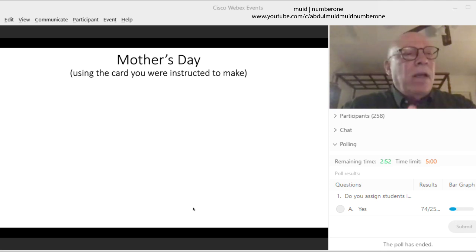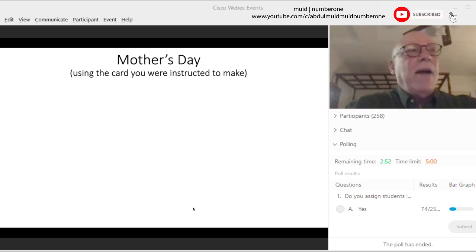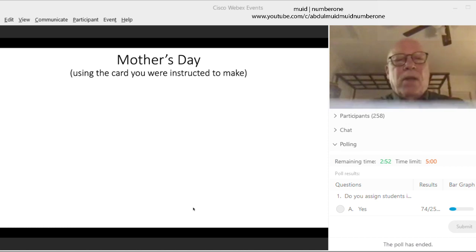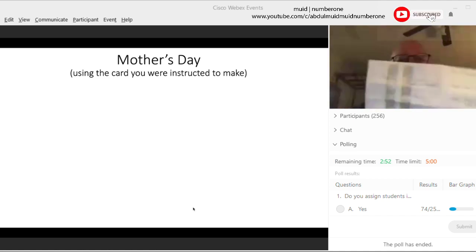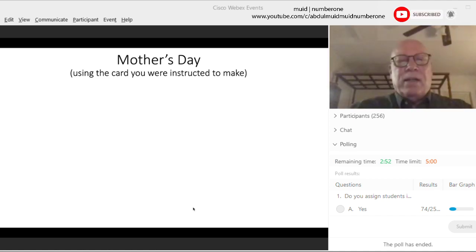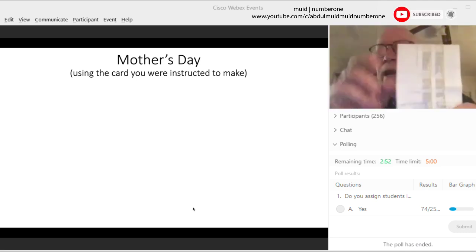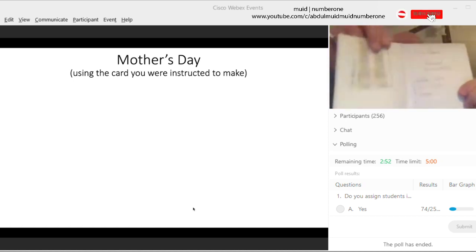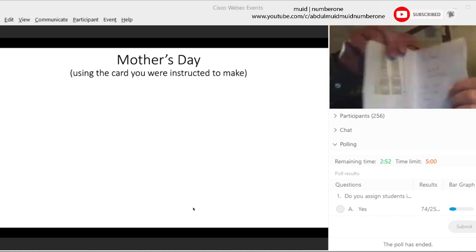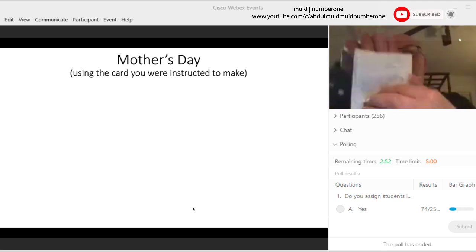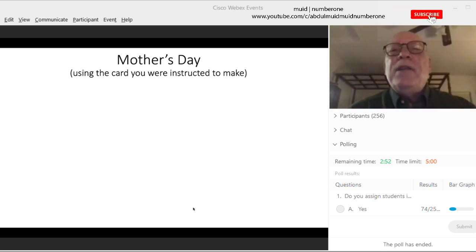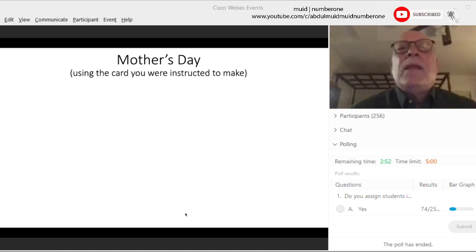I would show them how to fold the paper so that they are able to create a greeting card. So there's front, inside one, inside two, and back. So they are using the card that they were instructed to make.